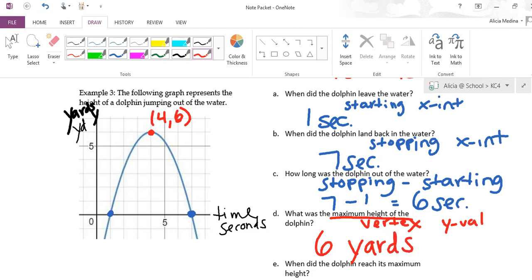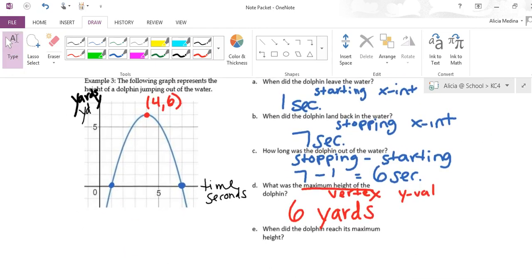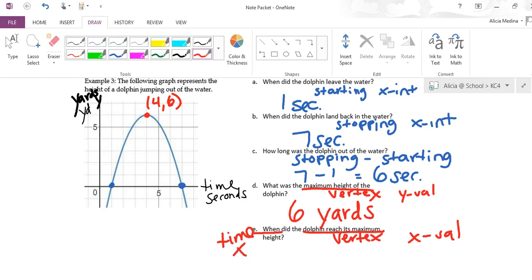When did the dolphin reach its maximum height? So still dealing with the vertex here, but it's asking us for our x value, right? This is our vertex. This is going to be our x value. Why? Because when means time, and time is our x value. So our x value of our vertex was 4, so therefore at 4 seconds, our dolphin reached its maximum height.